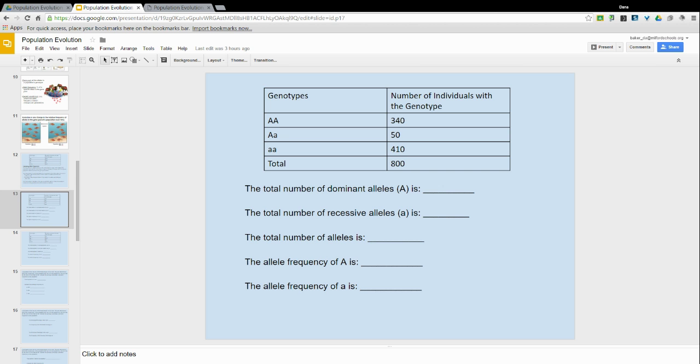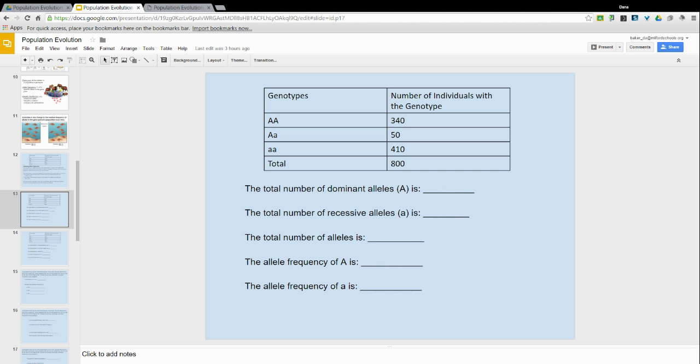Now we also circled up here the heterozygous genotype. They also have big A's. So there's 240 individuals that have 1 big A and 1 little a. So 240 individuals each have 1 big A. We don't need to multiply that one by 2 because they all only have 1 big A.